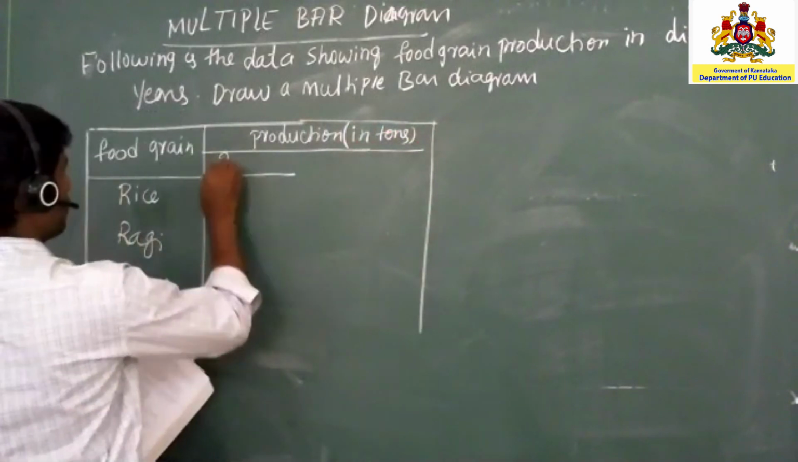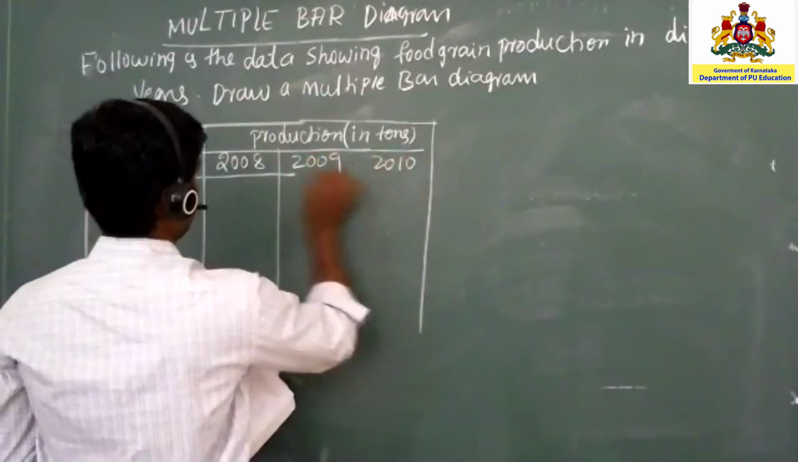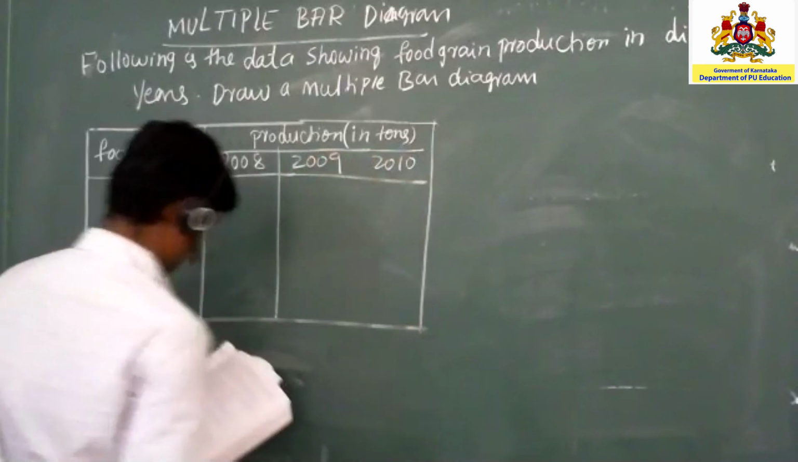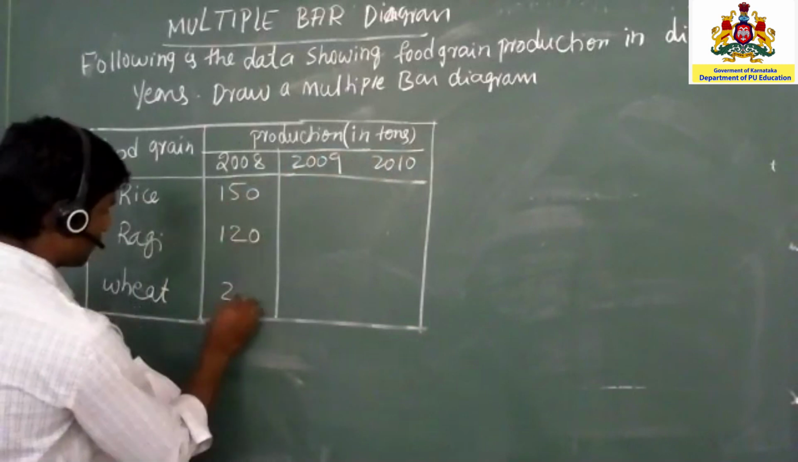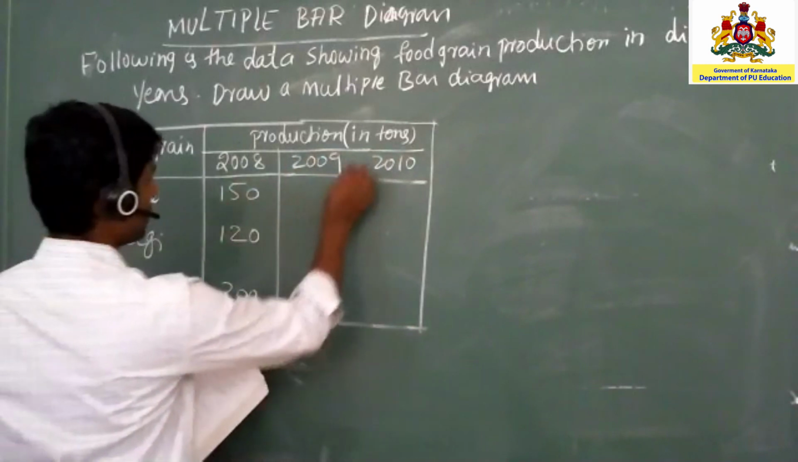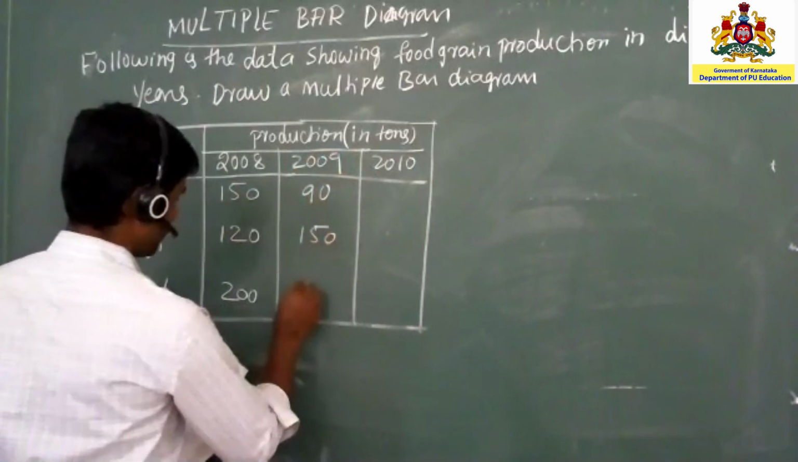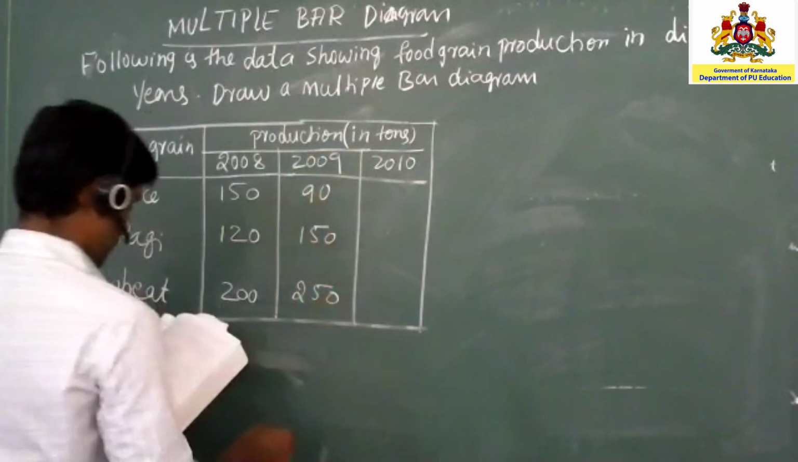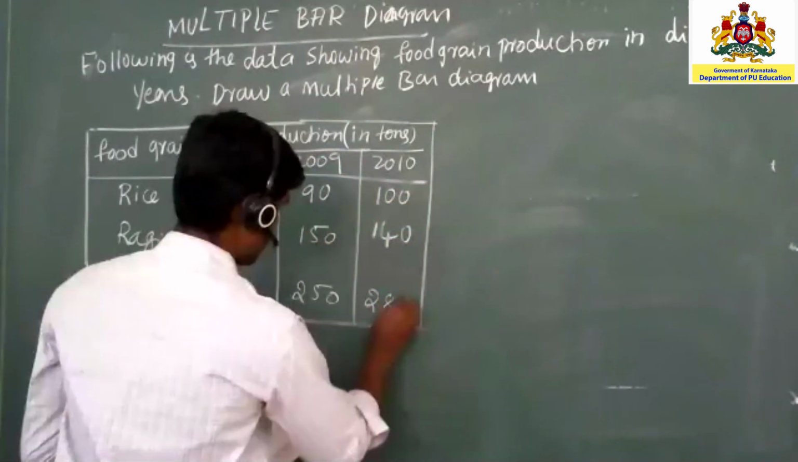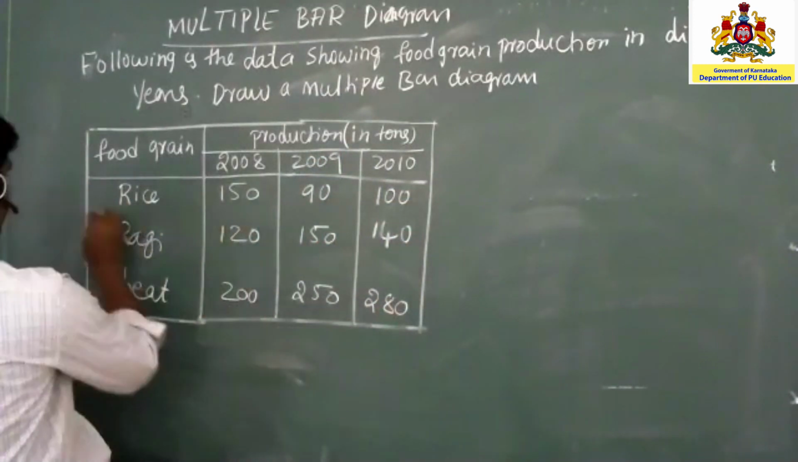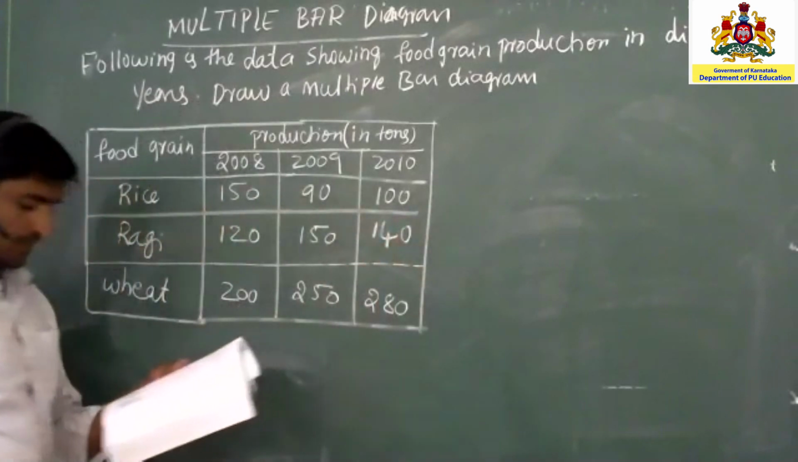The years are 2008, 2009, and 2010. The values are 150, 120, 200. And next is 90, 150, 250, and 100, 140, 280. So this is the given data.